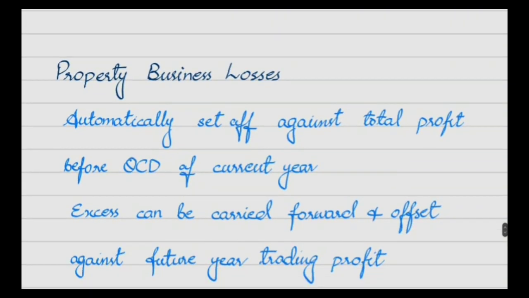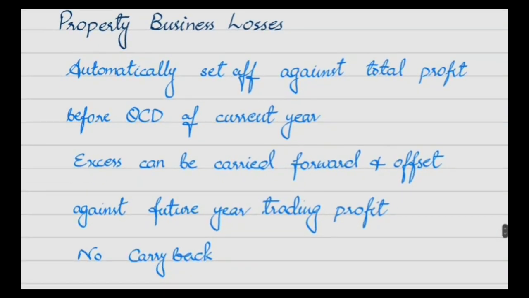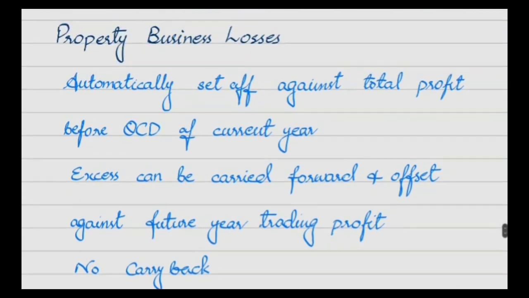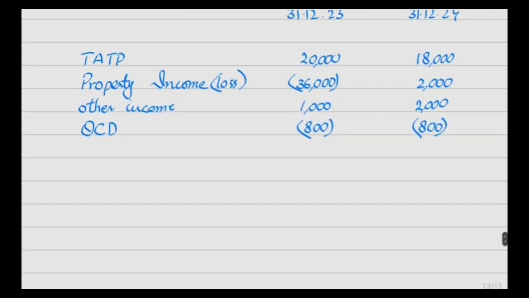Now we will consider the property business losses. These are automatically set up against total profit before QCD of current year. Excess can be carried forward and offset against future year trading profit. There is no carry back allowed in property business losses.